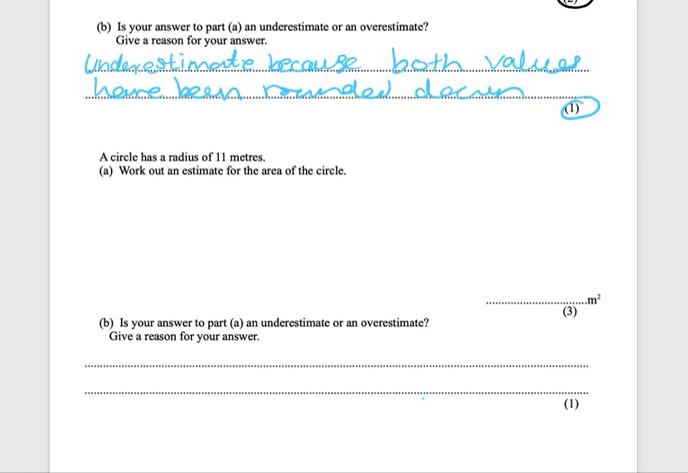Next question, a circle has a radius of 11 meters. Work out an estimate for the area of the circle. Now the area of a circle is going to be pi r squared. So if a circle has a radius of 11 meters, let's round that to one significant figure. It's going to be 10 meters. That's the radius. And then you need to work out the area of the circle.